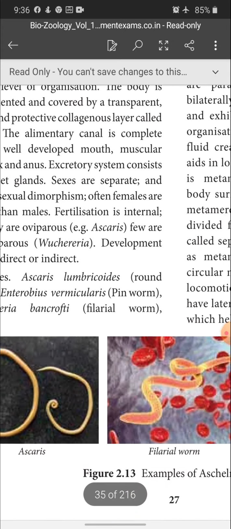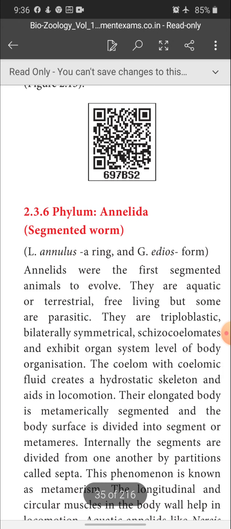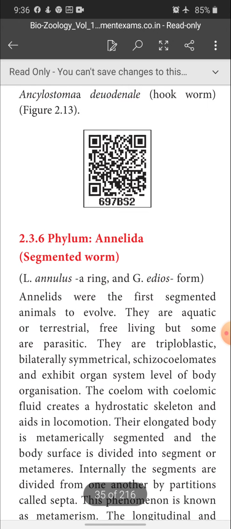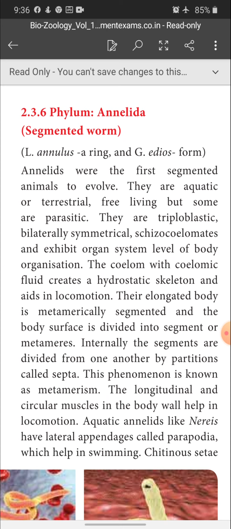And next, phylum Annelida. Annelida are called segmented worms. So, we have discussed segmentation in phylum Platyhelminthes as well as in Aschelminthes. In Platyhelminthes, no segmentation is seen, but some show pseudo-segmentation. In Aschelminthes, there is no segmentation at all, but in phylum Annelida, all animals possess segments in their body. So that's why it is called a segmented worm. And this segmentation is called metamerism, okay.